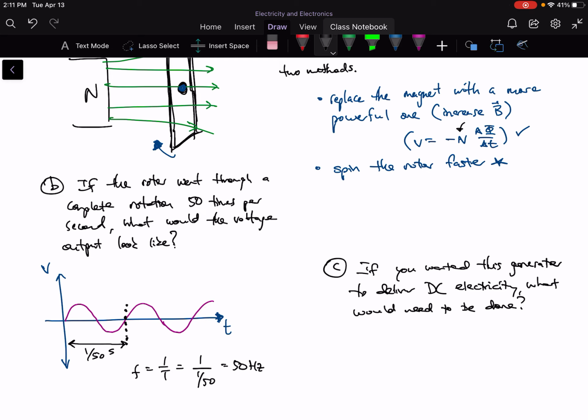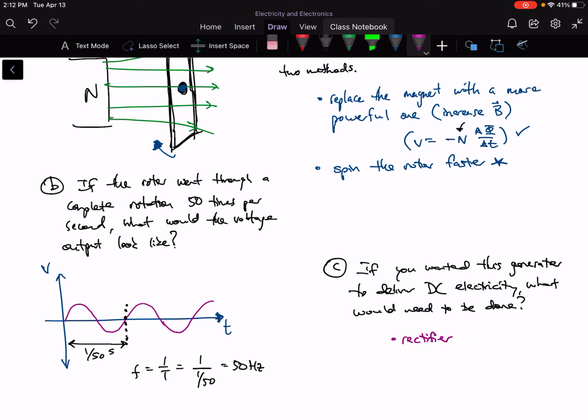Now for C, if you wanted this generator to deliver DC electricity, what would need to be done? Well, we only discussed at length one method for this, and it's by far the more common one in modern generators, which is to attach a rectifier to the output of this generator. You could technically use what's called a commutator brush assembly to route the power from the armature, the rotor in this case, through the commutator onto the brushes and out to the circuit, and you get DC that way, but we really didn't go through that. So this is just a rectifier.